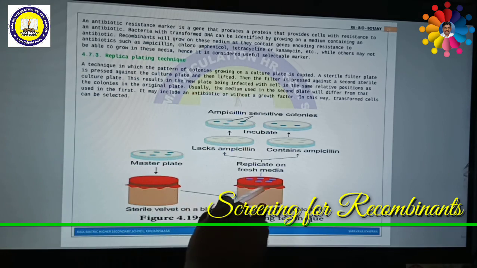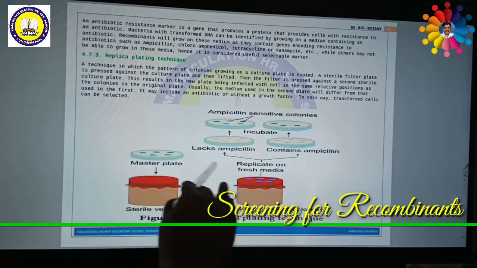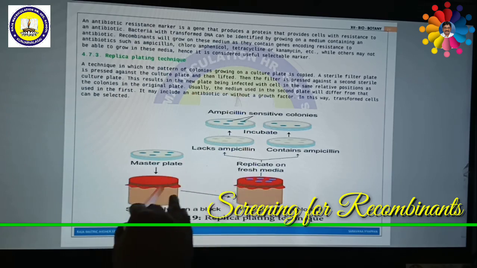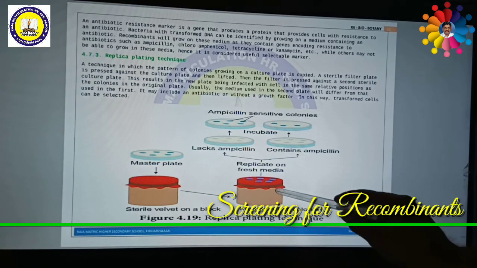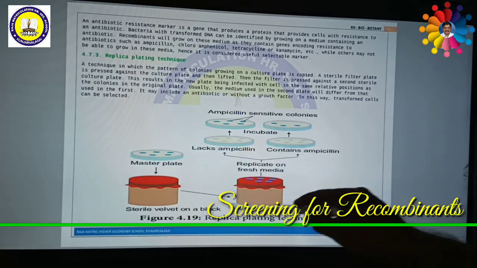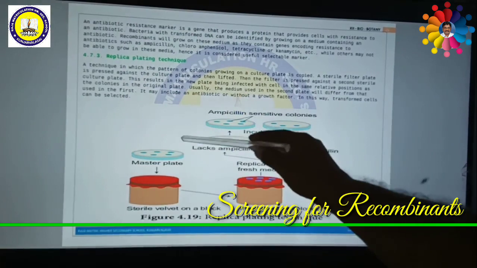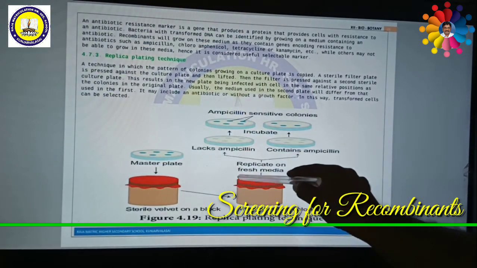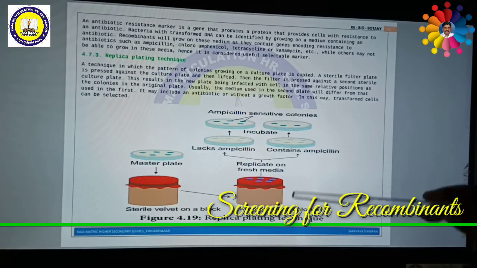Then what happens? Wherever the colonies of microorganisms are available on the master plate, the imprint of all the colonies will appear on this velvet block plate. So now this is called a replica plate, because the replications of these microorganisms or bacteria are imprinted on this replica. This is a sterile replica.